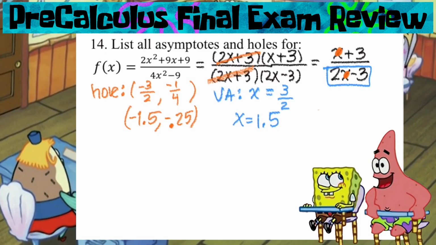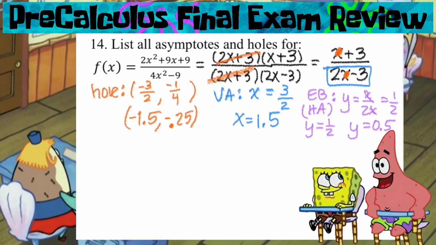And lastly, my end behavior, aka horizontal asymptote in most cases in this class, not always, but commonly. Your end behavior is leading term over leading term. We're looking at x over 2x. We're going to analyze that and make our decision. That reduces to 1/2. So again, y equals 1/2 as a fraction, or y equals 0.5 as a decimal.